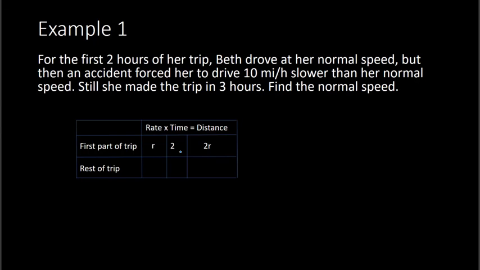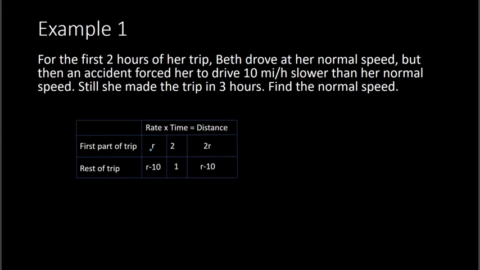And then the rest of her trip, her speed was 10 miles per hour slower. So you take her regular rate and subtract 10. So it's rate minus 10 miles per hour. And the time she traveled at that speed is 1 hour. So her distance, you would take rate times time. So r minus 10 times 1, which would still be r minus 10.